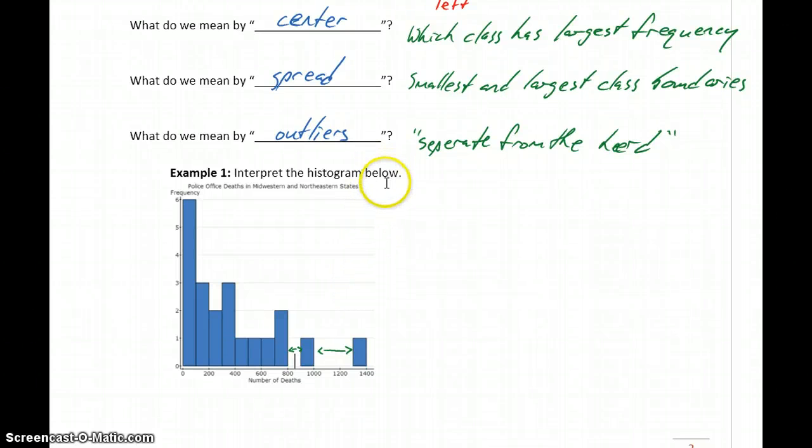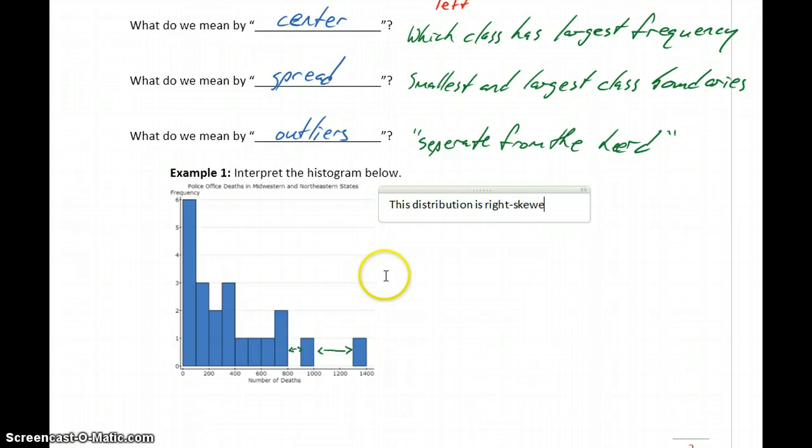So in example 1, we want to interpret the histogram below. I'm actually going to type out an explanation here so that you don't have to put up with reading my handwriting so much. The first thing we want to talk about is shape. I'm going to go ahead and say that this is a generally right-skewed distribution because what I can see is that pattern of this decreasing. There is a little bit of a peak here, but it's only a jump from 1 to 2, so I'm going to gloss over that and consider this to be a right-skewed distribution.